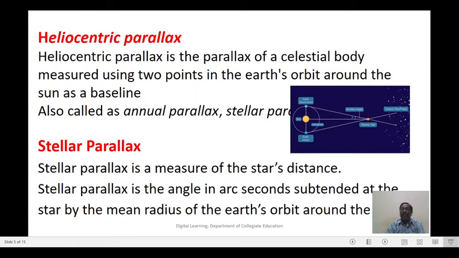Next, heliocentric parallax. Heliocentric parallax is the parallax of a celestial body measured using two points in the Earth's orbit around the Sun as baseline. This heliocentric parallax is also called annual parallax or stellar parallax. What is stellar parallax? Stellar parallax is a measure of the star's distance. Stellar parallax is the angle in arc seconds subtended at the star by the mean radius of the Earth's orbit around the Sun.